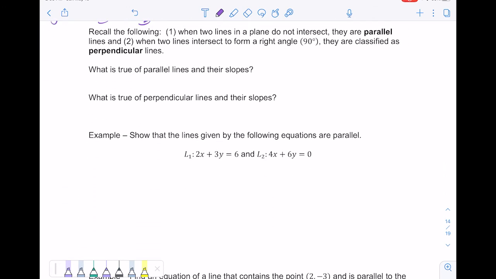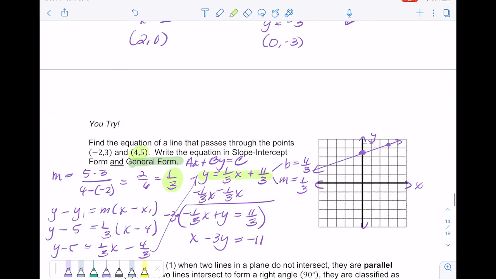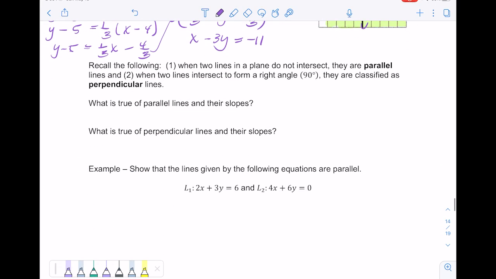Okay, 2 things you need to remember if you had geometry. When you have 2 lines in a plane that don't intersect, remember a plane's just a flat surface, like this is a plane, this coordinate plane. 2 lines that don't intersect that are in the same plane, we refer to them as parallel lines. And if I was to graph 2 parallel lines, they would have the same or equal slopes.